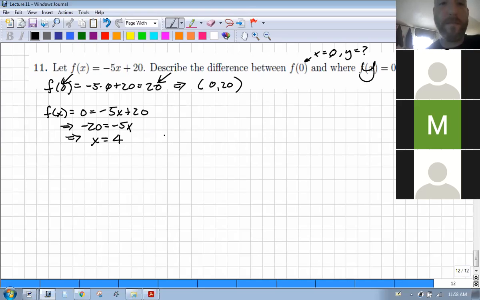Here they're saying 4, 0 is a point on the graph. They say let y be 0, find out the x. Okay. It's not complicated. One's the input, one's the output. One's x, one's y. This is your relationship between x and y.